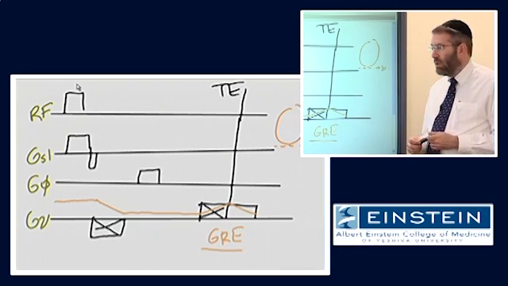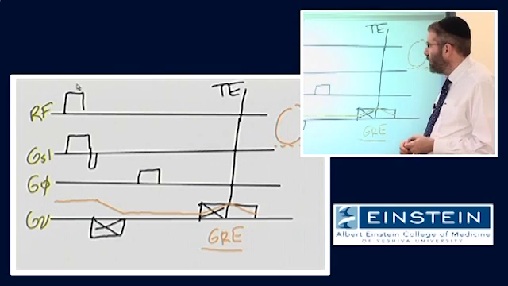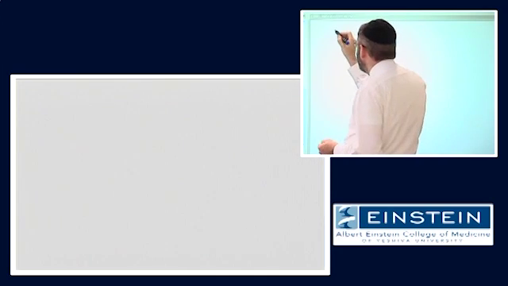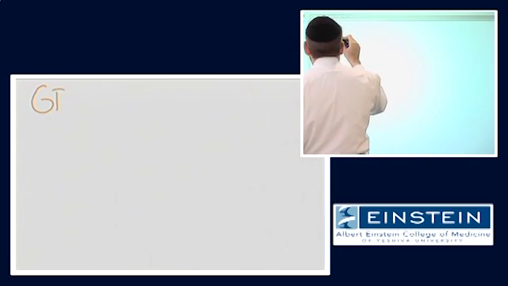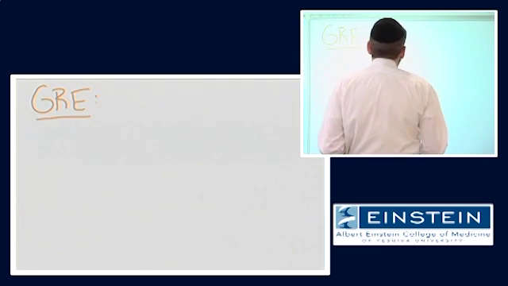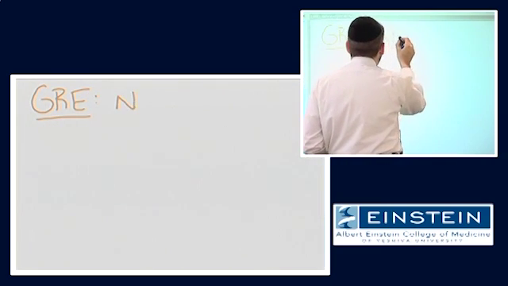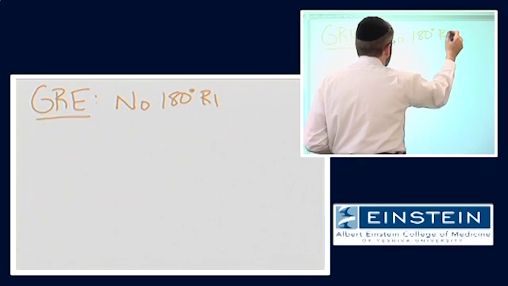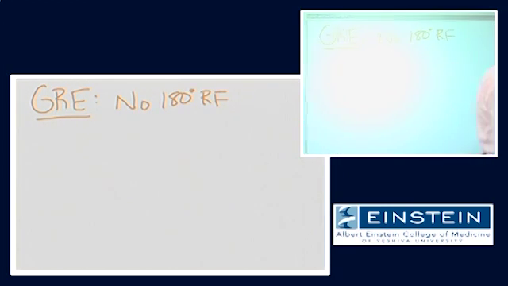Okay? Now, if we ask someone who knows a little bit about MR what would be the characteristics of a gradient echo pulse sequence, hopefully they'll know that there is no 180-degree RF pulse, like we just said. That's sort of the main salient difference.